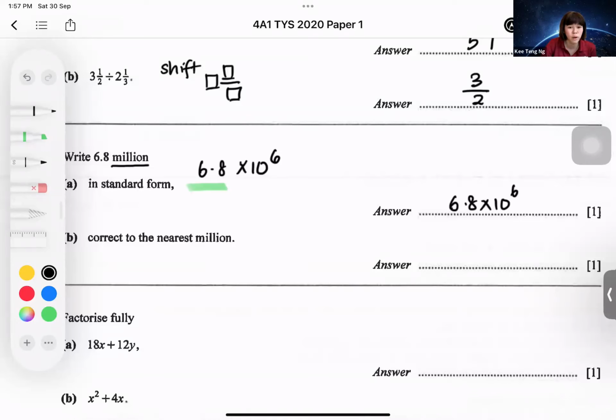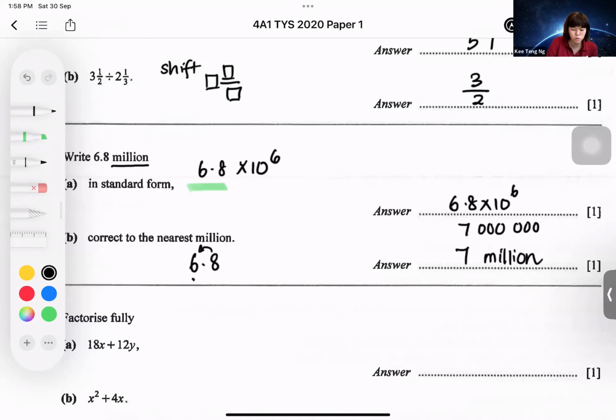Okay, next, correct to the nearest million. So 6.8 correct to integers. This one will round up, will become 7 million. Right, alternatively, you can write as 7, 1, 2, 3, 4, 5, 6.